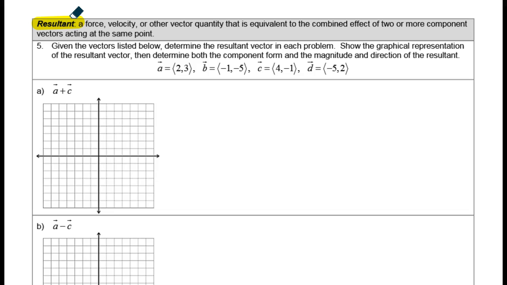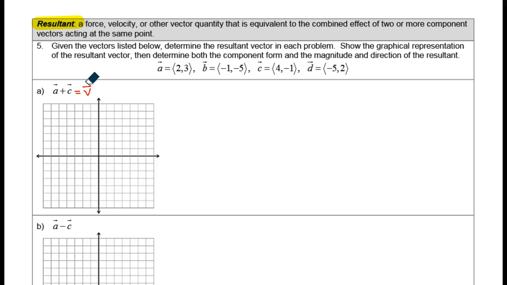So what we're going to get some practice with here is adding vectors, looking first at the sum of vectors graphically, and then determining the net component form, magnitude, and direction of the resultant, or of the sum of the vectors. So I've given you 4 vectors here. They're given in component form, and we're going to look at combinations of them. So here we go with the first one. We're going to look at the vector a plus c, and I'm going to just call it vector v.